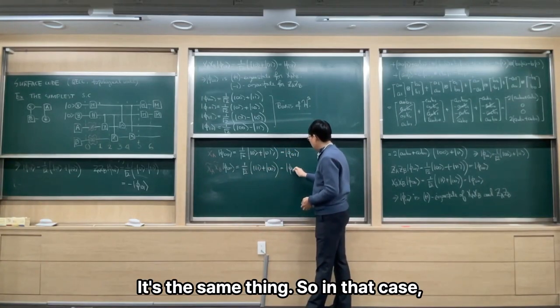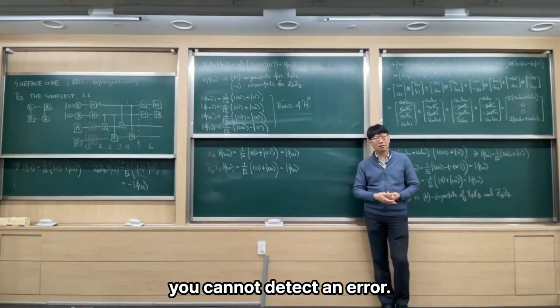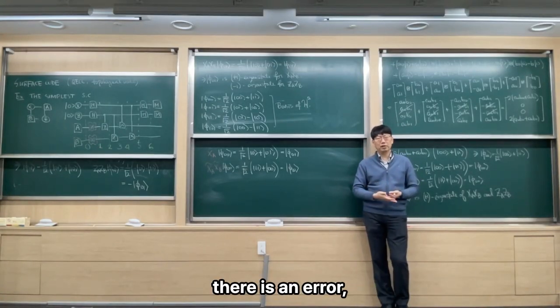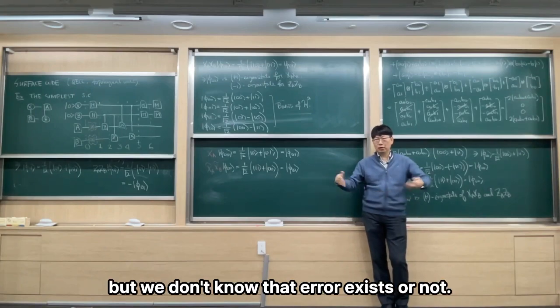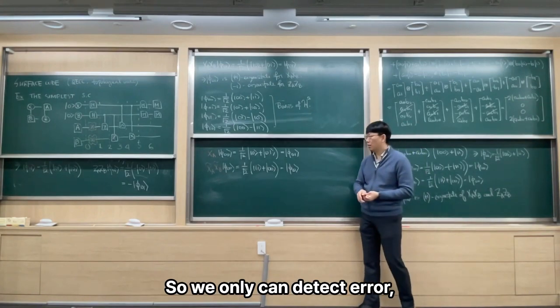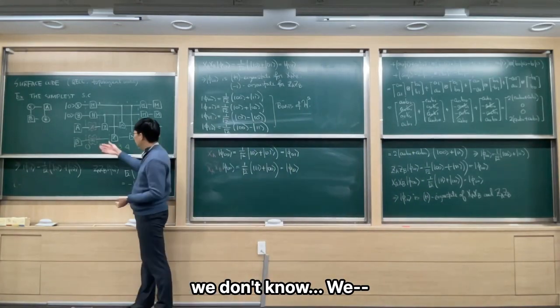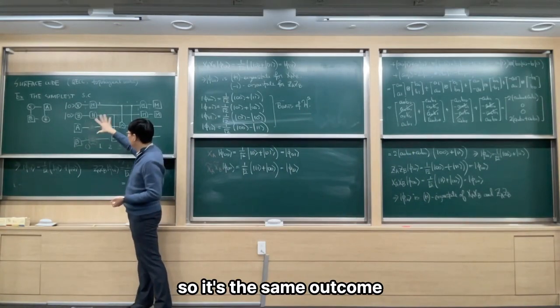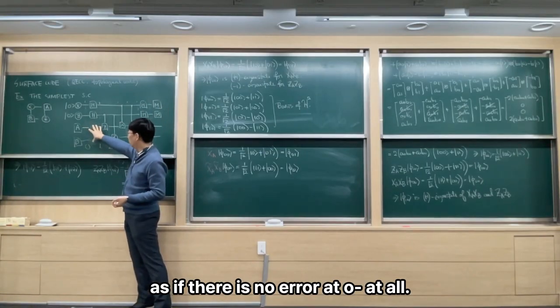It's the same thing. So in that case, you cannot detect an error. We're assuming there is an arbitrary, artificial error, but we don't know whether that error exists or not. So we can only detect the existence of an error. In this case, we cannot detect it, so it's the same outcome as if there's no error at all.